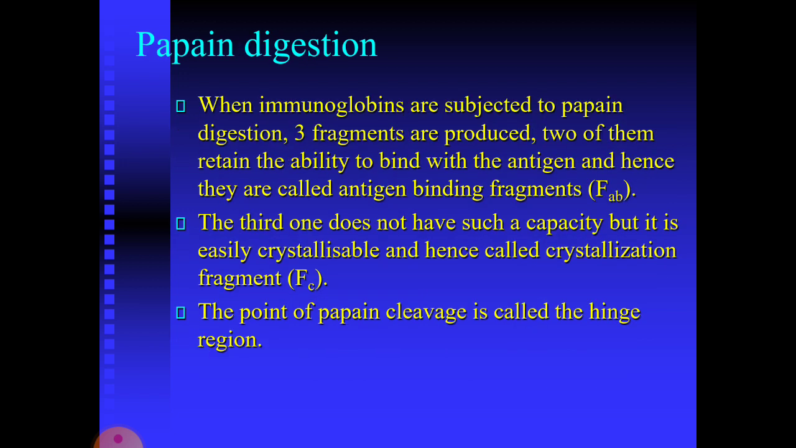Papain digestion. When immunoglobulins are subjected to papain digestion, 3 fragments are produced. 2 of them retain the ability to bind with the antigen, hence they are called antigen binding fragments. The third one does not bind antigen but is easily crystallizable and hence called Fc fragment or crystallization fragment. The point of the papain cleavage is called hinge region.